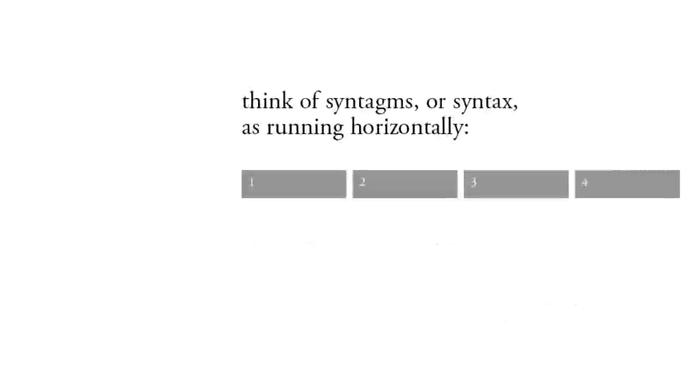A good way to think about syntagms is relating them to writing and thinking of them as running horizontally. So you have word 1, word 2, word 3, word 4. Of course, you can stick images in there as well, but it's easy to think of them as running horizontally, much like a sentence would operate.